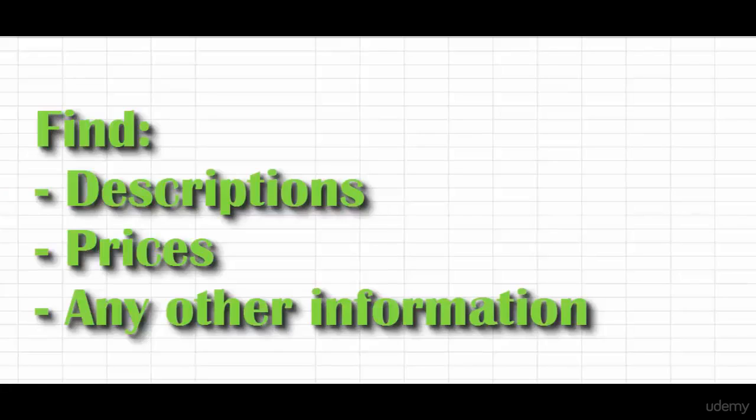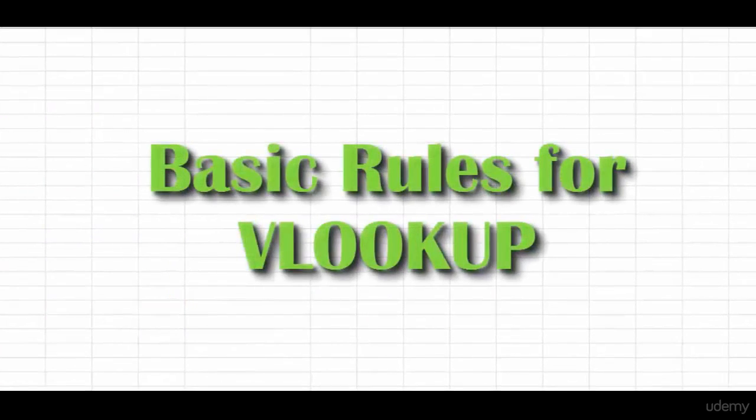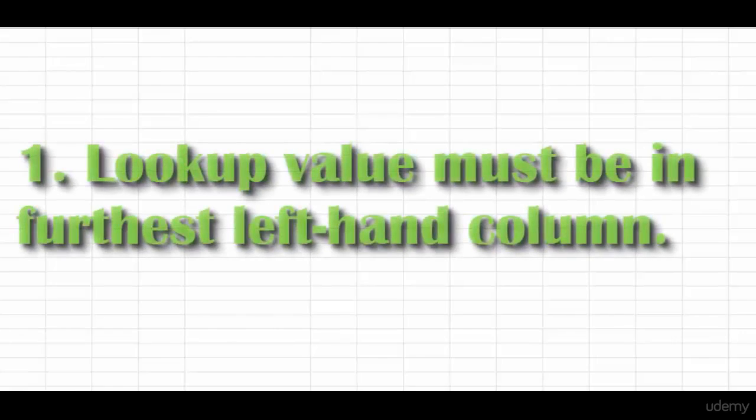So before we dive right into learning how to use the Vlookup function, let's talk about a couple of the basic rules that you need to keep in mind while you're setting up this function. Number 1, the lookup value must be in the furthest left-hand column of the table that you're working with, or it won't work. So to keep it simple, the easiest way to do this is to put all of your inventory codes or product numbers for this example in the A column. Then you won't have to worry about it.